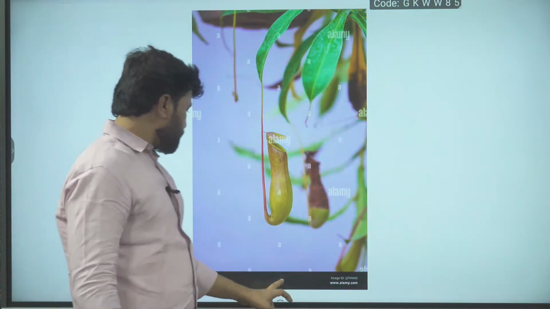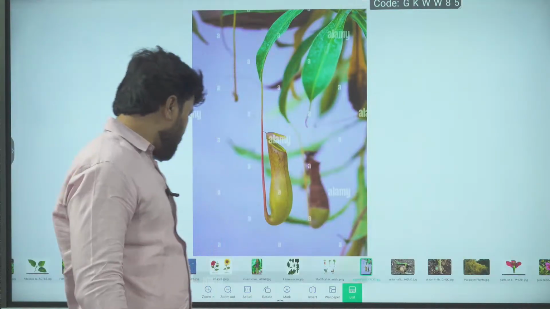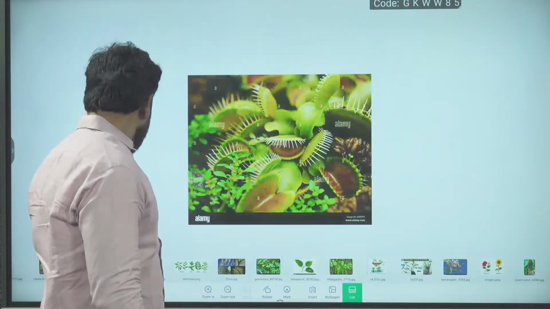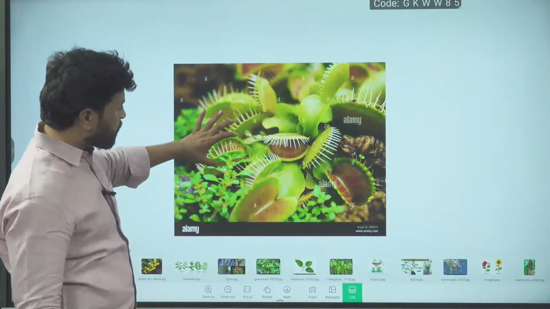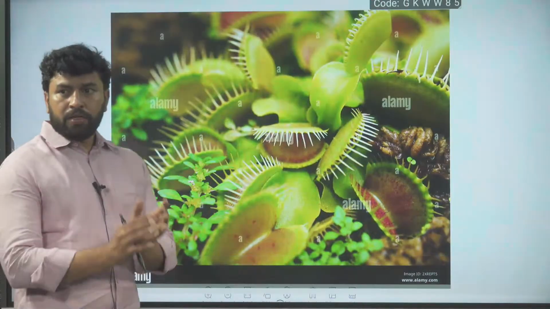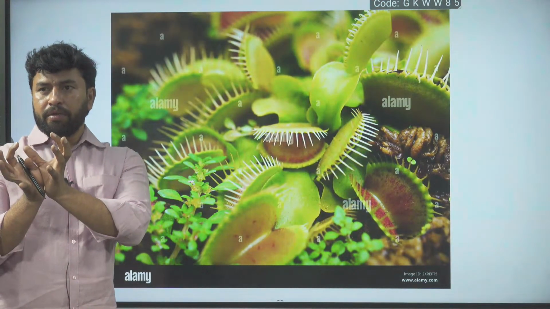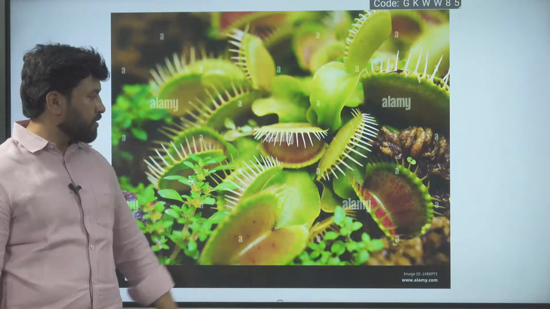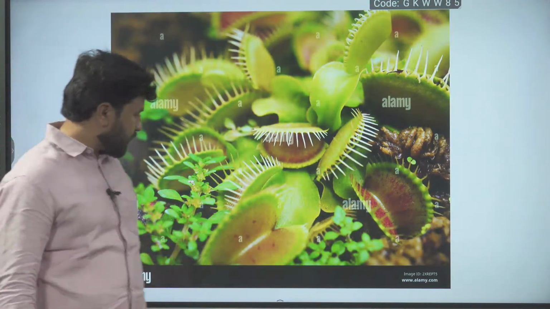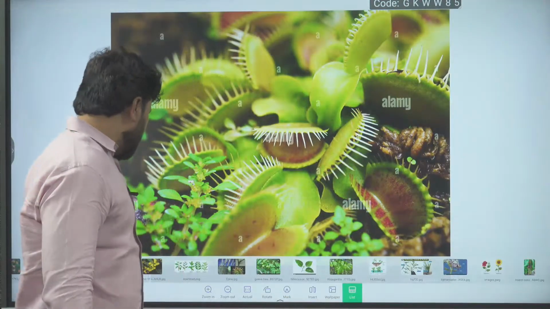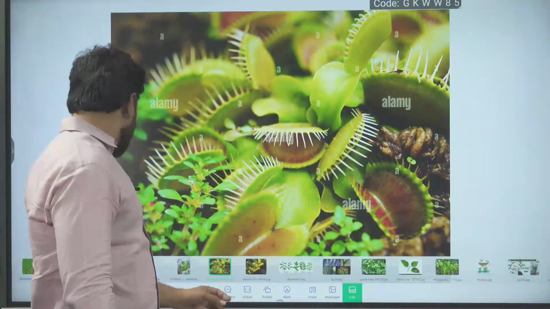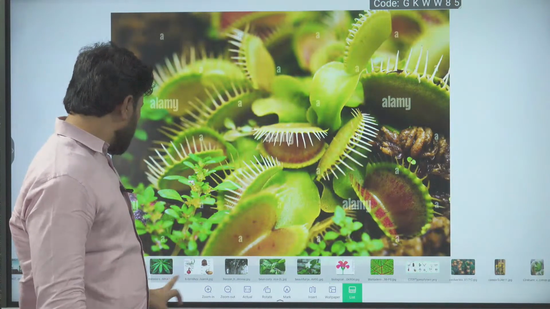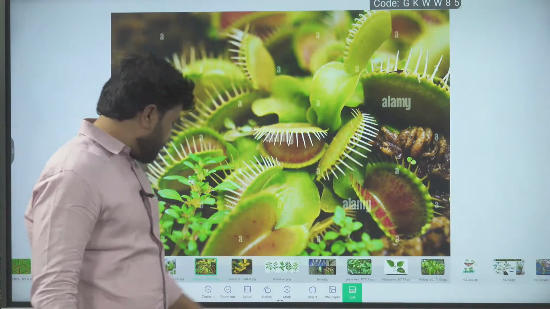One more is there, that is Utricularia. This is Venus flytrap. You check here, the leaves have been modified into a kind of cage-like structure in order to catch insects. This is Venus flytrap. Next one. When we talk about one more, that is Utricularia. Dionaea, Venus flytrap.